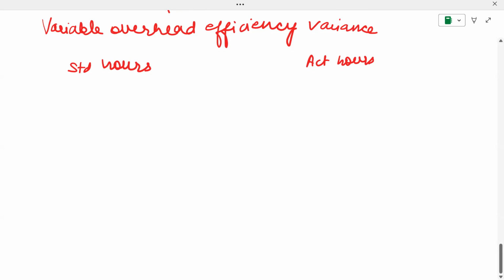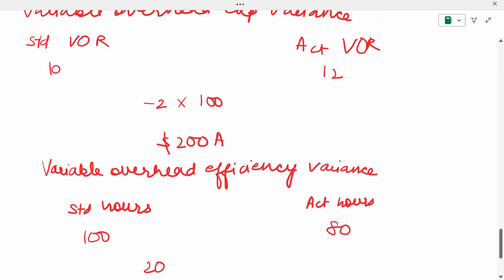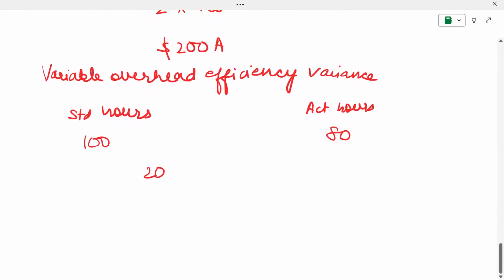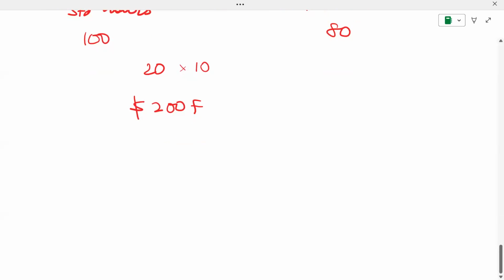So let's suppose the standard hours to produce the output were 100, and we have managed to produce that work in 80 hours. So the difference is 20 favorable because I have actually taken a lesser number of hours. So let's suppose that my standard variable overhead rate is 10, so $200 is something which I have saved because of being efficient.